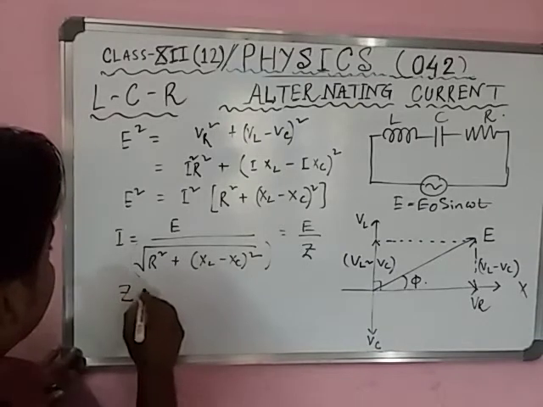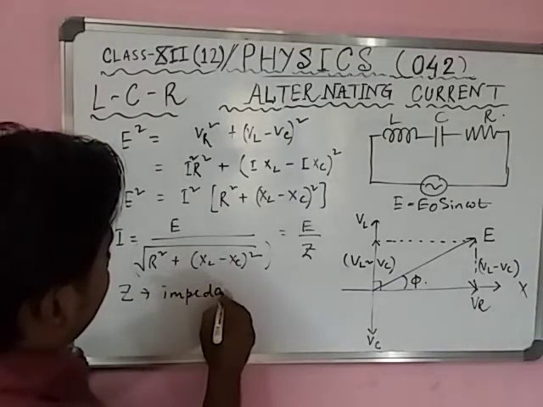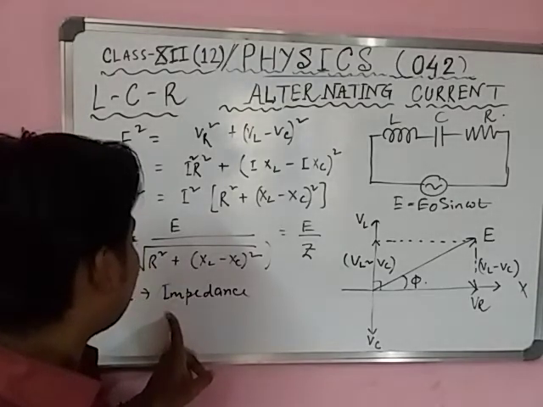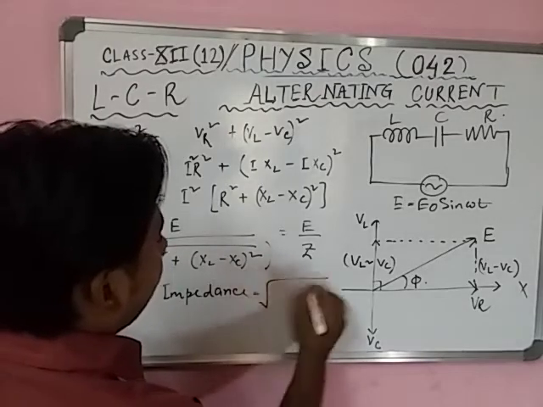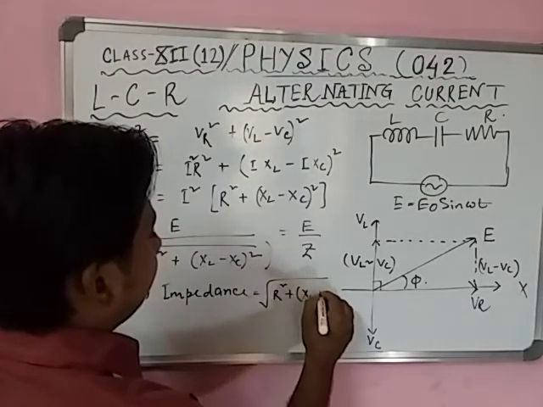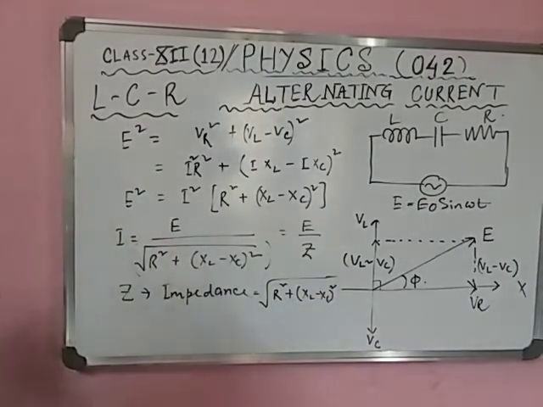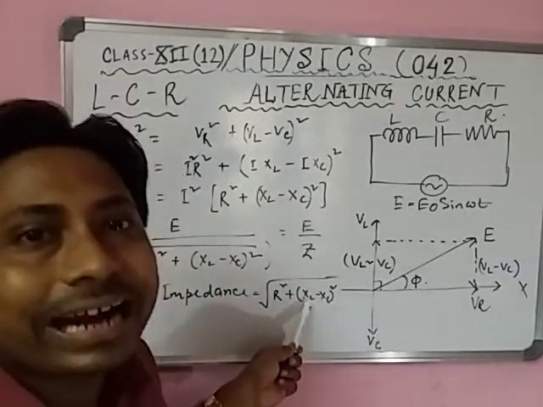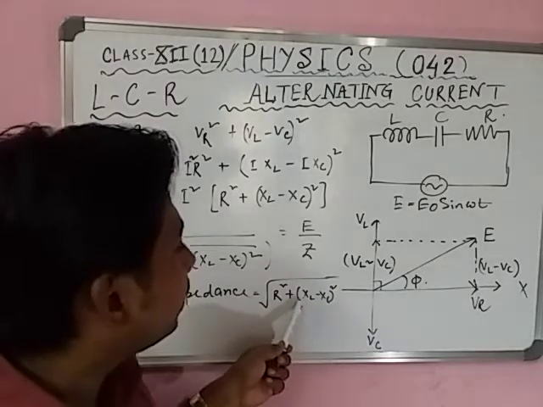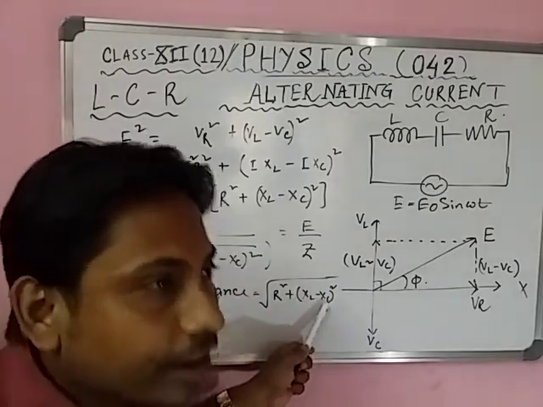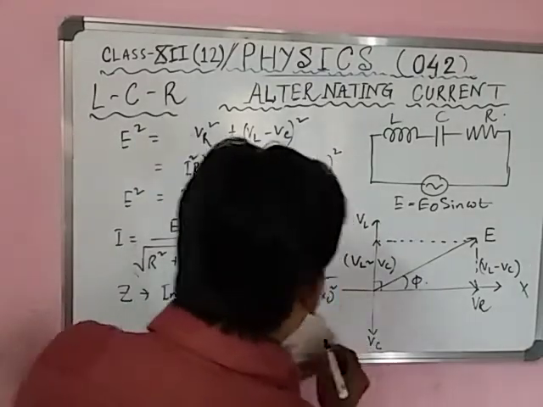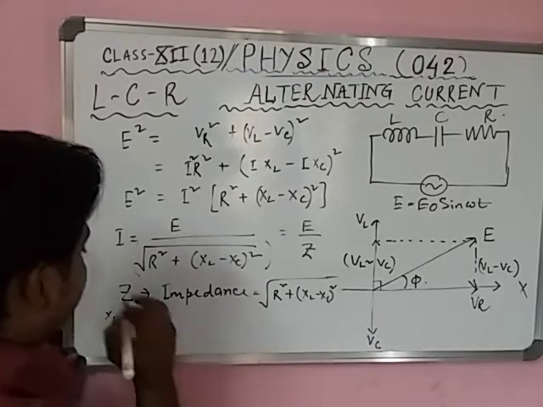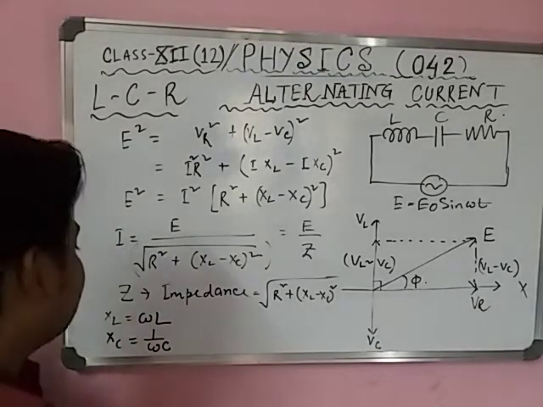Z is called impedance. Say with me, Z is called impedance, which is equal to root over of R square plus XL minus XC the whole square. So you know the meaning of XL and XC. XL means inductive reactance. Say with me, inductive reactance. XC means capacitive reactance. What is the value of XL, XC? XL is omega L, XC is 1 by omega C. This is called inductive reactance. This is called capacitive reactance.